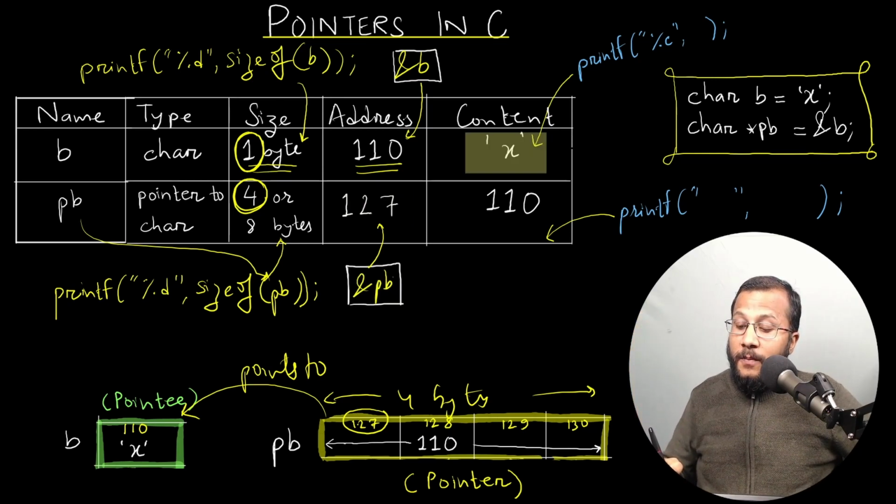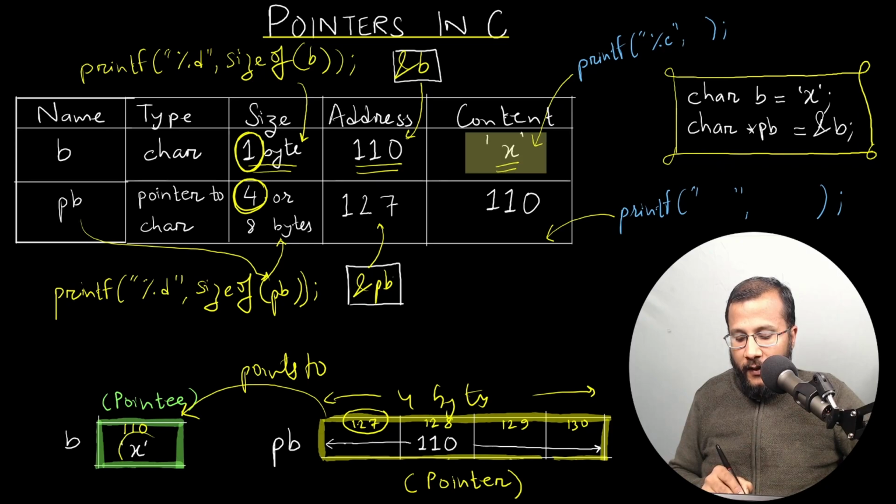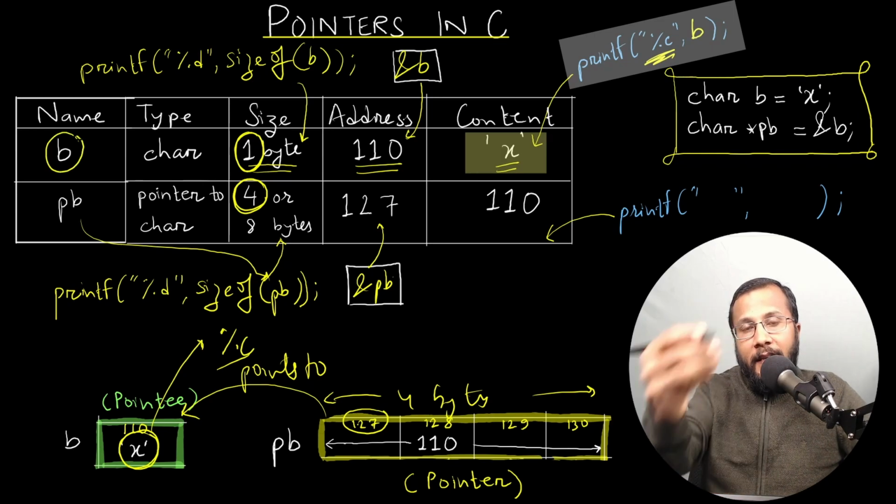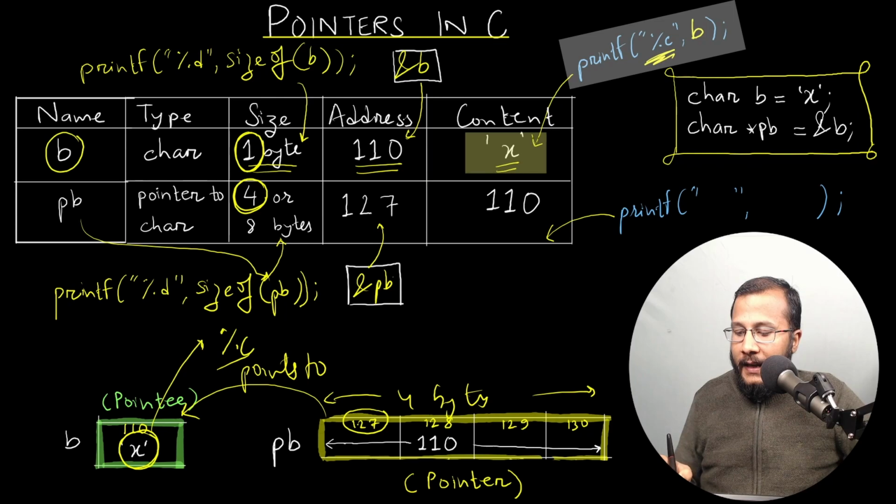Now how do I display the content? How do I display this x? b is storing the value x. It's very simple: I just have to provide the name of the variable. I write printf %c, because the format specifier for a character is %c. It is storing a character, so I have to use the format specifier for character. I'll write printf %c and provide the name of the variable, b. So whenever I write b, it will print the character x. So it will display x.